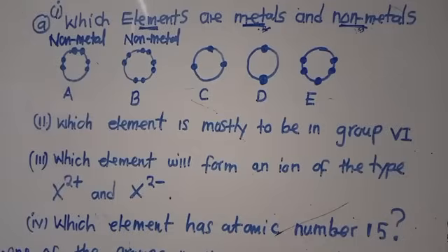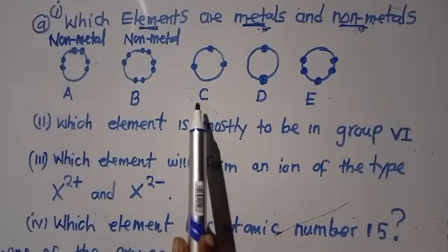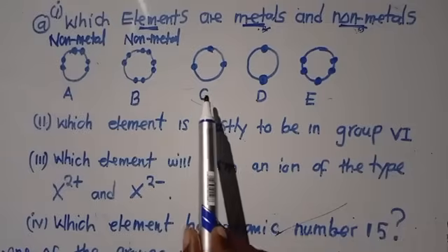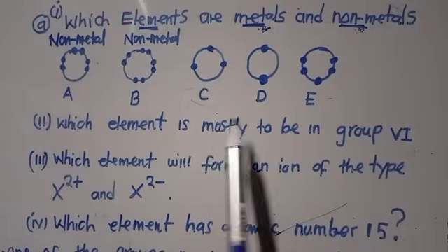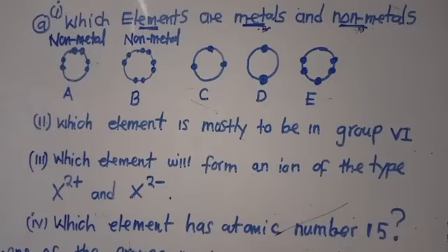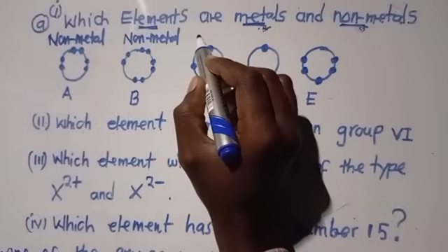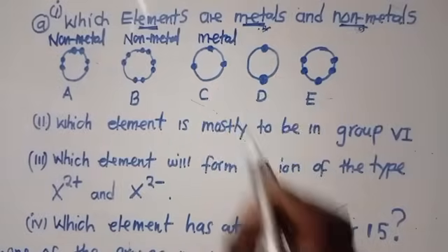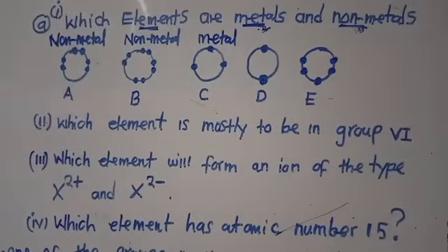The outermost shell is what? Full. Okay, C. I just want you to tell me metal or non-metal. We are on C. Just type metal or non-metal. C is a metal. How about others? C is a metal. So this one is a metal. Okay.